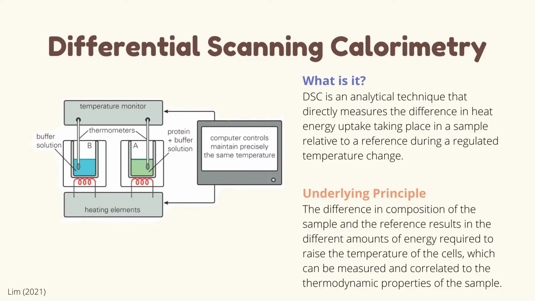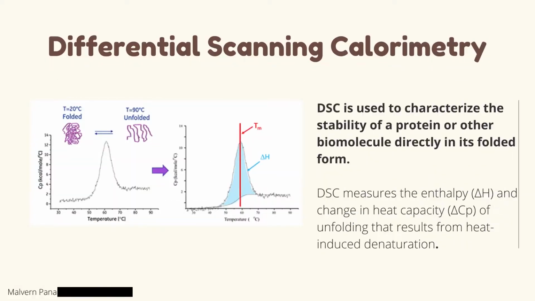Therefore, the excess amount of energy required to compensate for the temperature difference between the cells is measured and directly correlated to specific thermodynamic properties of the sample. DSC is a technique used to characterize the stability of a protein or other biomolecules directly in its folded form. It does this by measuring the heat change associated with the molecule's thermal denaturation when heated at a constant rate.